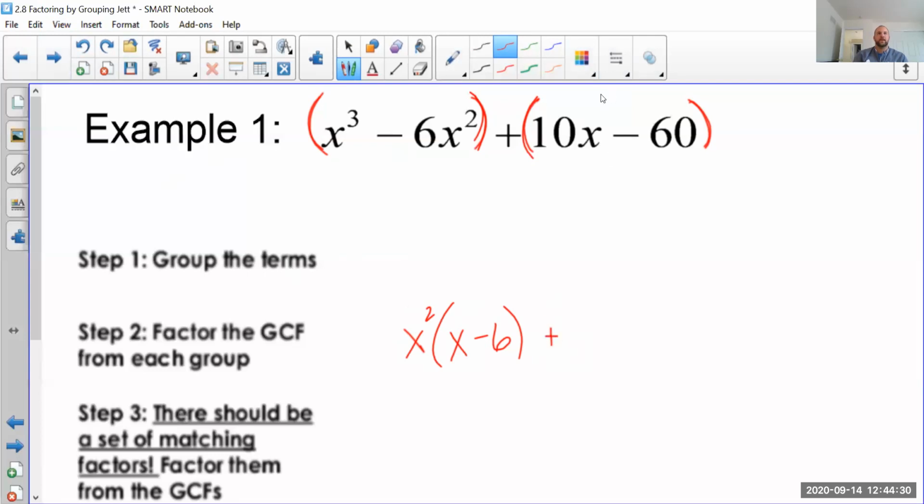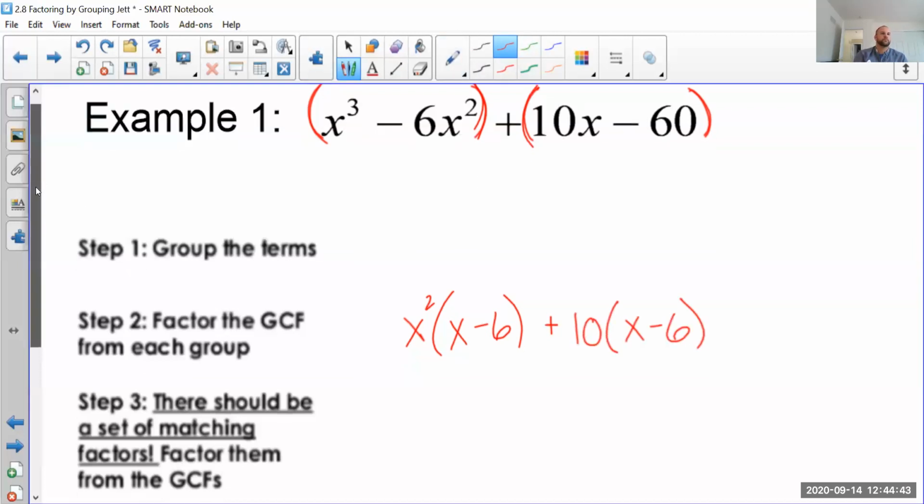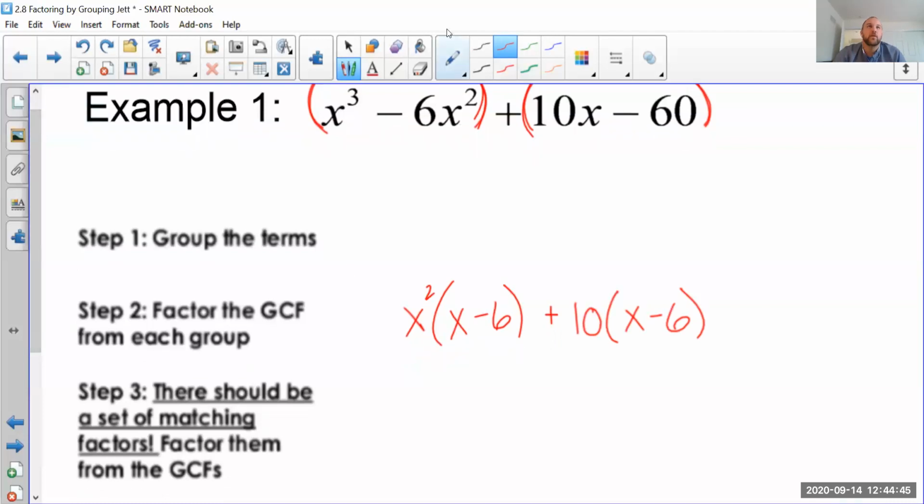Plus, I'm going to do the exact same thing here. So 10 goes into both of them, so I'm going to pull that GCF of 10 out front. Leaves me with x minus 6. Just like I told you, these two right here should be identical. If they're not identical, A, you did it wrong, or B, it can't be factored this way.